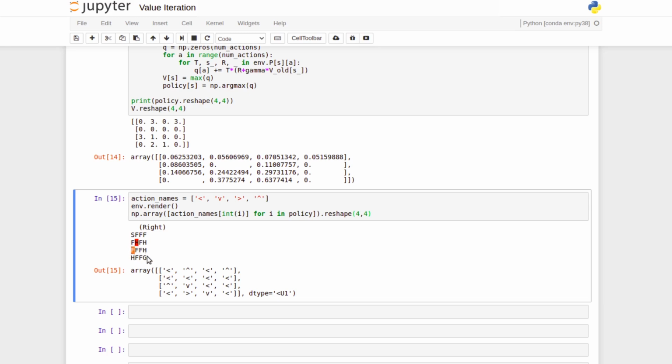Even though it looks like it's going away from the goal, it's the only way to guarantee that by random chance you don't fall into the hole. And so you get some slightly weird looking pathing because of the way the rewards are set up and the probability distribution of your actions. But this is consistent. Right?